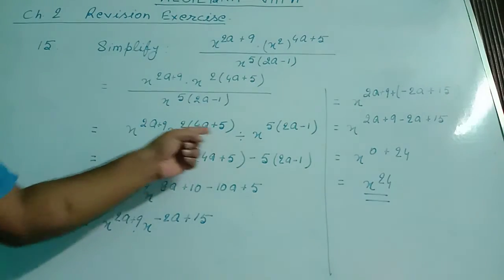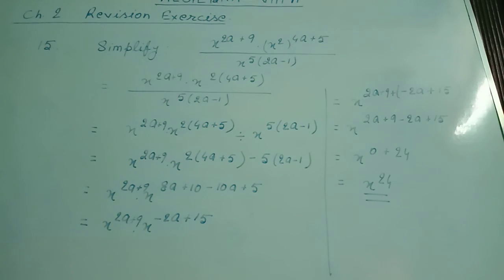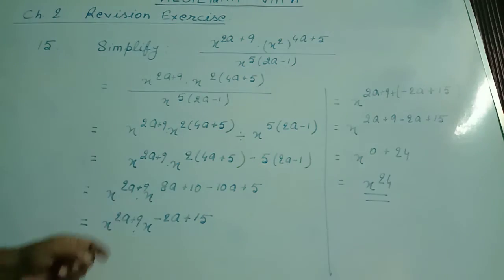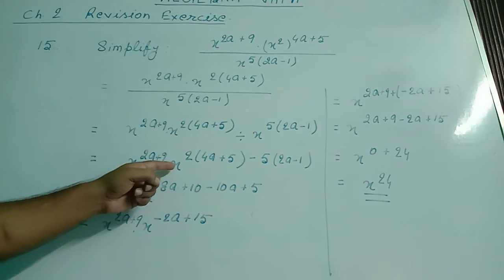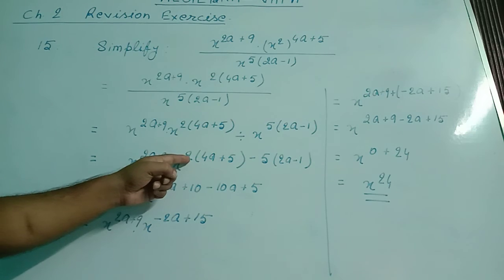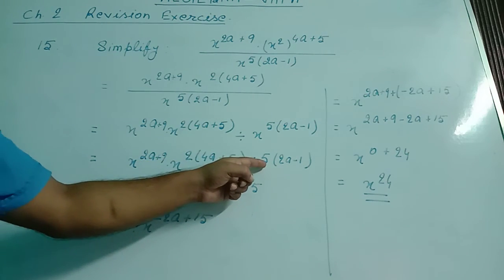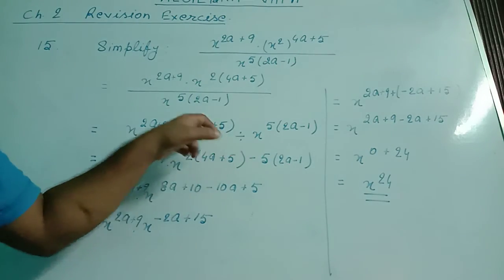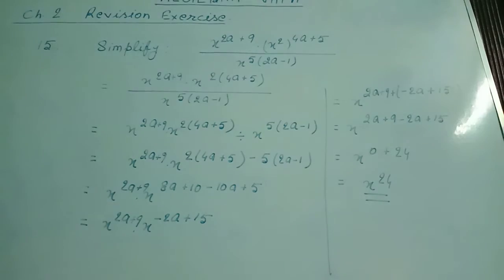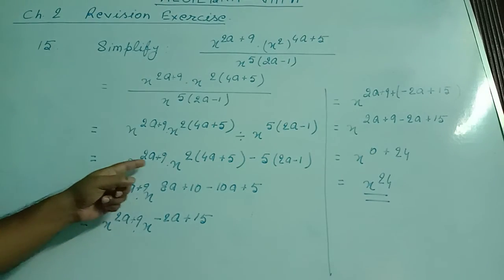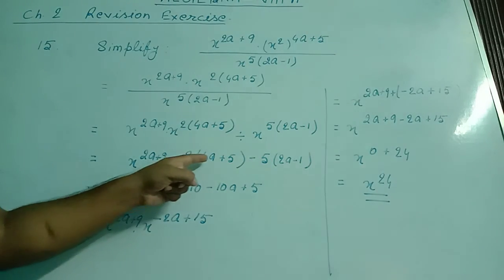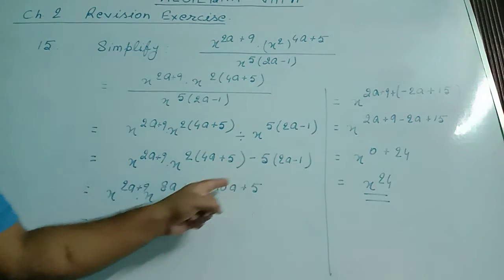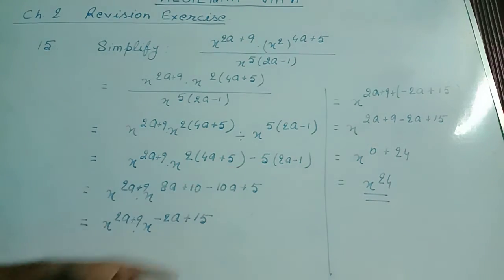Since these two are in the form of division, following the rule of BODMAS, we will simplify the division first. Since the bases are same, the powers will be subtracted. For that I wrote x to the power 2a plus 9 into x to the power 2 into 4a plus 5 minus 5 into 2a minus 1. Since these two are in the form of division, the powers will be subtracted, and I subtracted here. Now in this step, this term is carried same. 2 into 4a is 8a, plus 2 into 5 is 10. Here also minus 5 into 2a is minus 10a, minus into minus is plus 5.